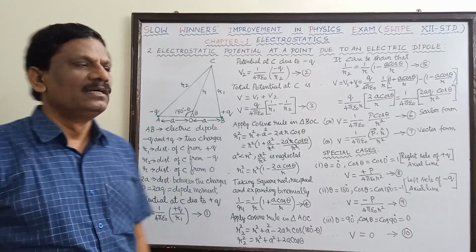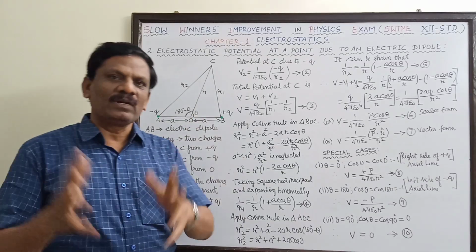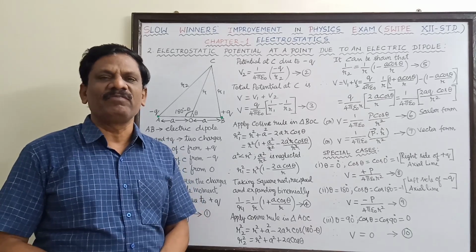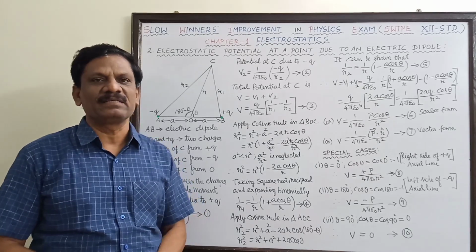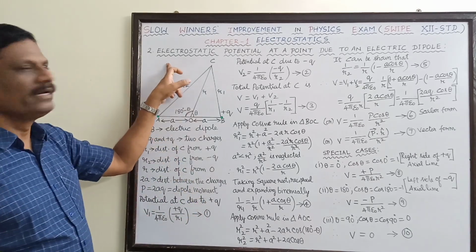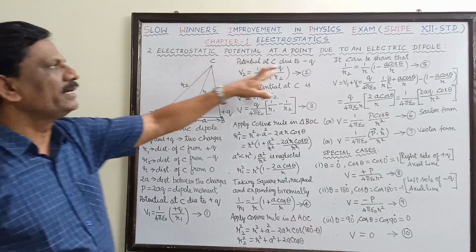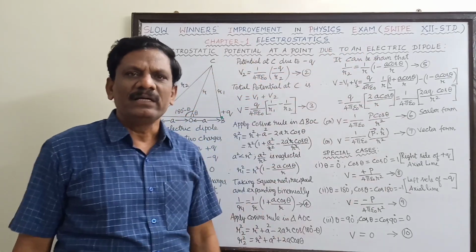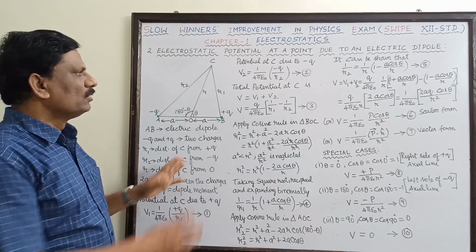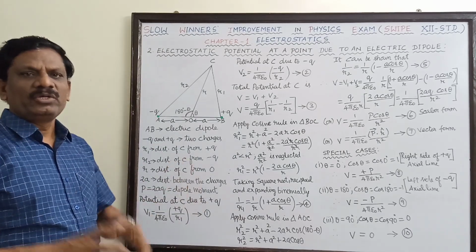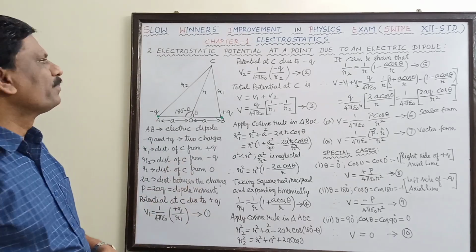Hi students, we are discussing how to write essay type answers for slow learners in the physics exam. This is regarding the derivation of electric potential at a point due to an electric dipole. As you should know, you will have to draw the diagram first.